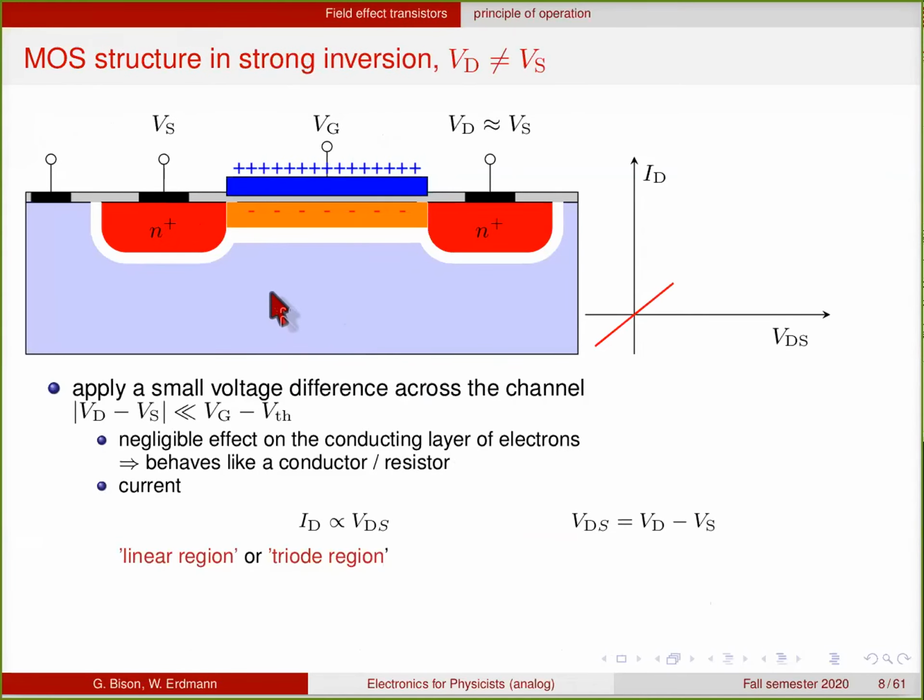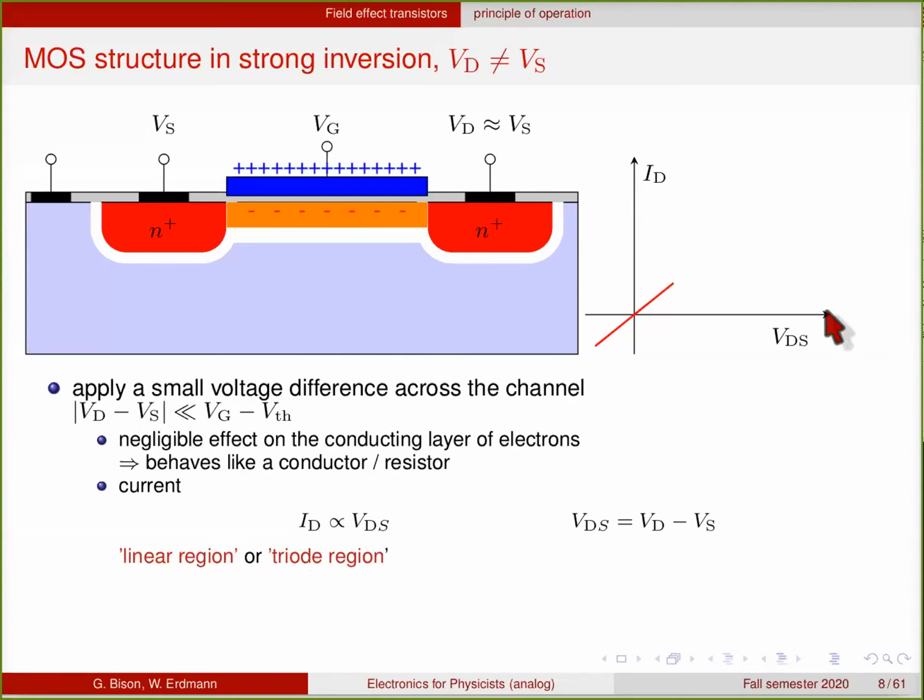Now we are in this state of strong inversion and start applying a slightly different voltage between source and drain. The difference is small, much smaller than the inversion voltage, so much smaller than the excess of the gate voltage over the threshold. That means that whatever we do here has negligible effect on this conducting layer of electrons. Then this layer will just behave like a conductor or a resistor. So if you have a small voltage difference here, then you will have a small current that flows either from the left to the right or from the right to the left. And the current is proportional to the voltage difference between source and drain. So this mode of operation is called the linear region, or ohmic region.